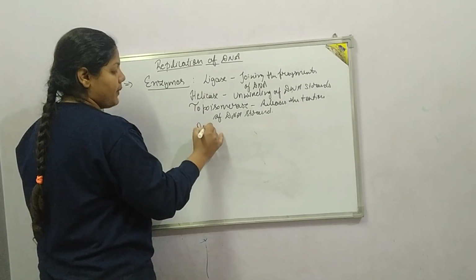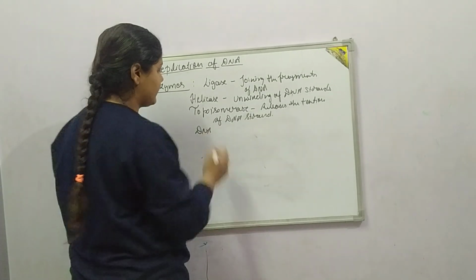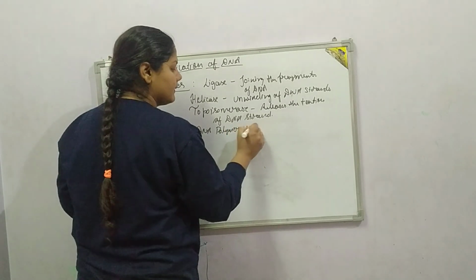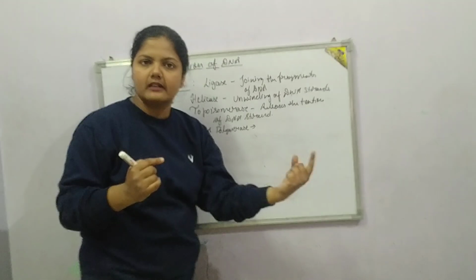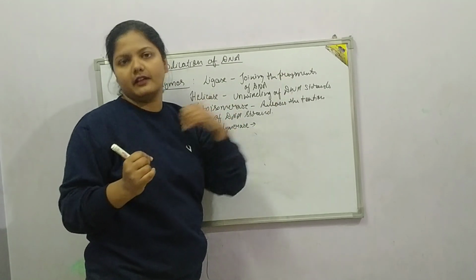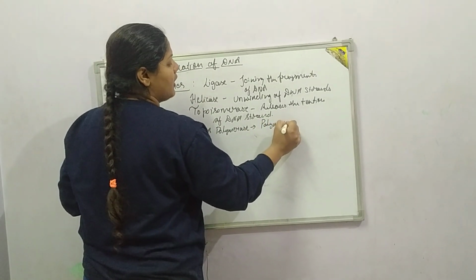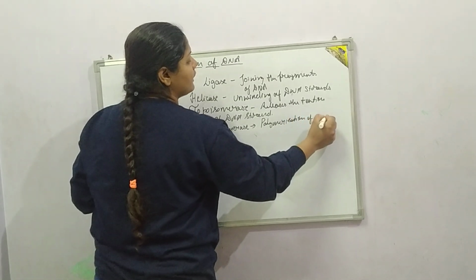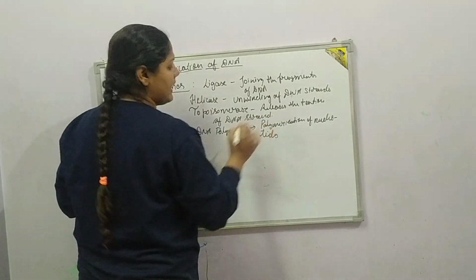Now the most important enzyme is DNA dependent DNA polymerase. Fine. It helps in the polymerization of nucleotides while adding nucleotides in the DNA strand.